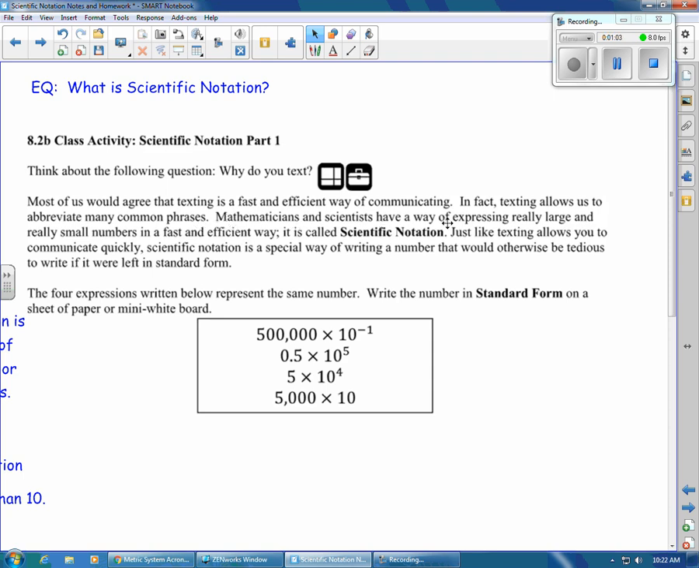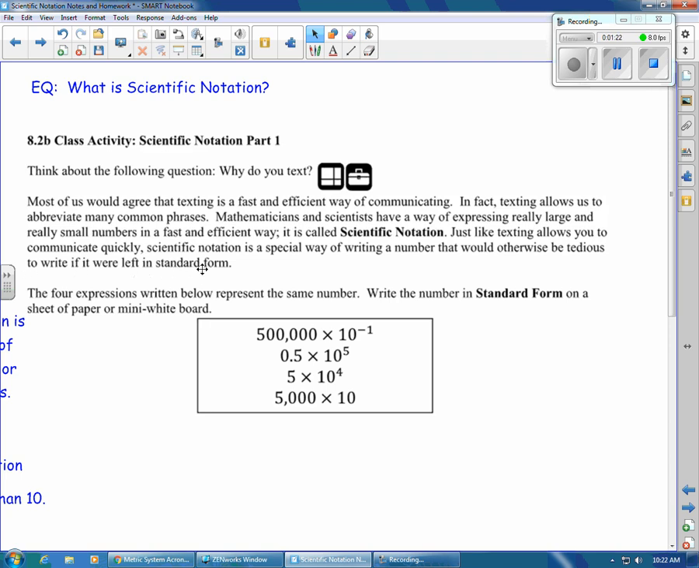Mathematicians and scientists also have a way of expressing really large and really small numbers in a fast and efficient way, and it's called scientific notation. Just like texting allows you to communicate quickly, scientific notation is a special way of writing a number that would otherwise be tedious to write if it were left in standard form.